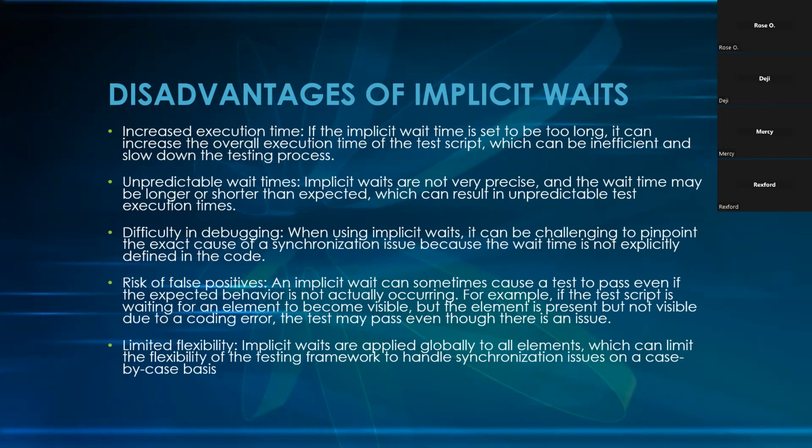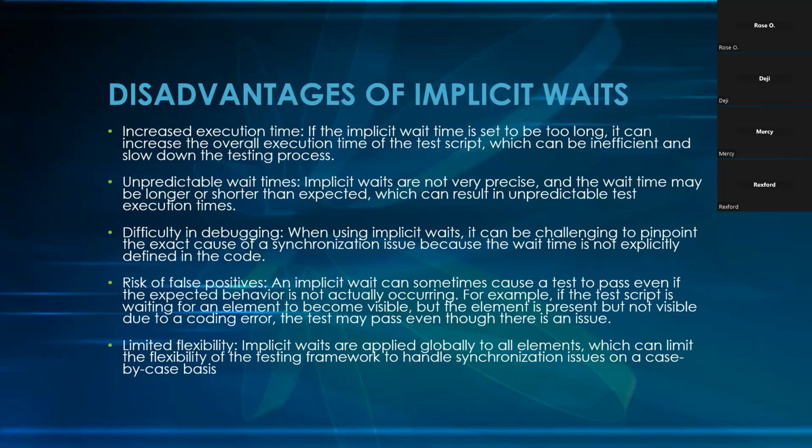So let's look at some of the disadvantages of implicit wait. Increased execution time. If the implicit wait time is set too long, it can increase the overall execution time of the test script, which can be inefficient and slow down the testing process. We also have unpredictable wait times. Implicit waits are not very precise, and the wait time may be longer or shorter than expected, which can result in unpredictable test execution times.